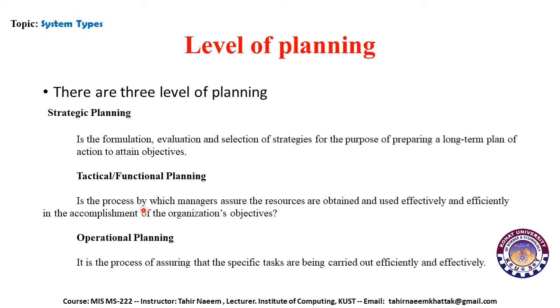Tactical or functional planning is the process by which a manager ensures the resources are obtained and used effectively and efficiently in the accomplishment of organizational objectives, while operational planning is the process of ensuring that specific tasks are being carried out efficiently and effectively. Normally, strategic planning spans 3 to 5 years, while tactical or functional planning is for a month or a year, maximum a year, while operational planning is day-to-day planning, or a maximum of a week or a month.